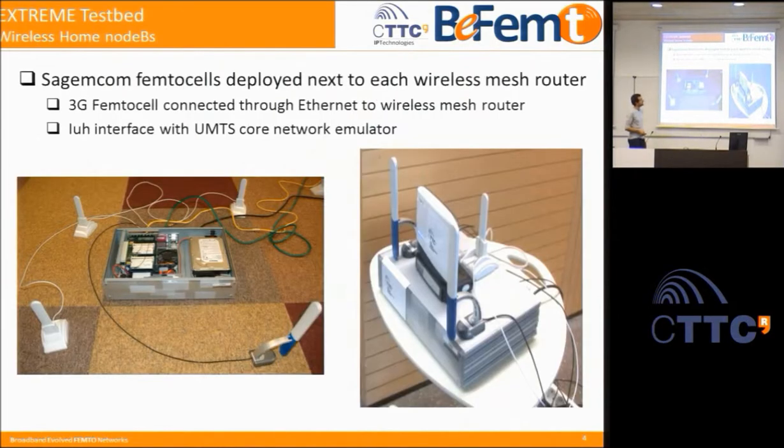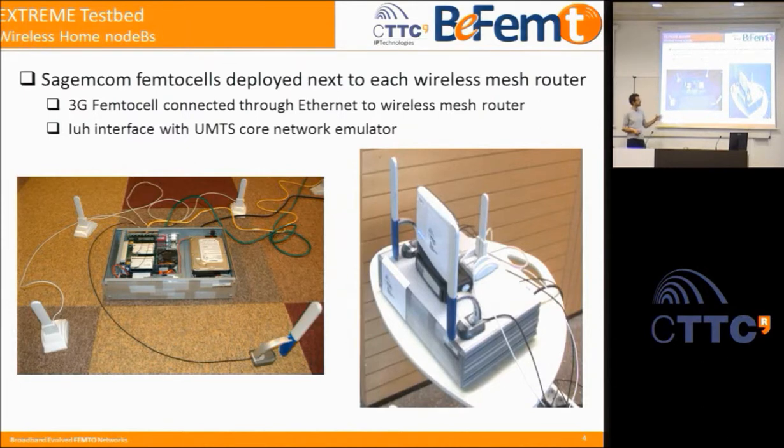So, in terms of testbed, let me give you a bit more detail of what a wireless home node B is. In this slide, you have a picture of one such wireless home node B, composed of a commercial femtocell, in this case a Sagemcom femtocell. Below the femtocell is a small form factor PC where the logic of our routing protocol works. It's a Linux machine where we put the logic of our routing protocol.